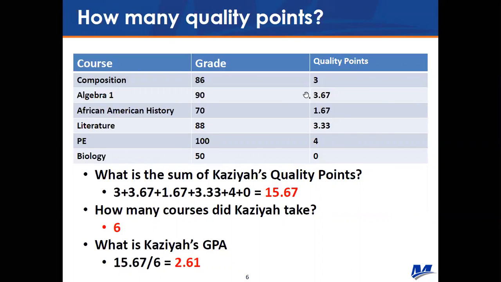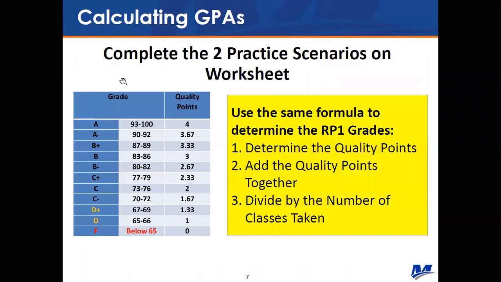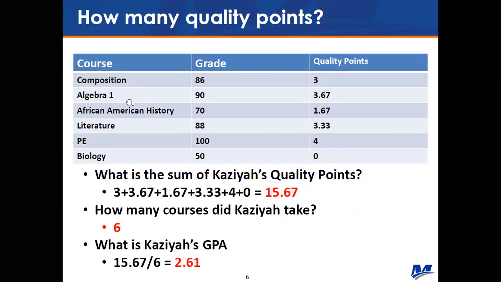So we take the 3 plus the 3.67, which is right here, plus the 1.67, which is right here, plus the 3.33, plus the 4, plus the 0, and we have 15.67. And now we see that she's taken 1, 2, 3, 4, 5, 6 classes. So we're taking the 15.67. We're dividing it by 6, because that's the number of courses that she took. And we have her GPA, which is a 2.61, okay?